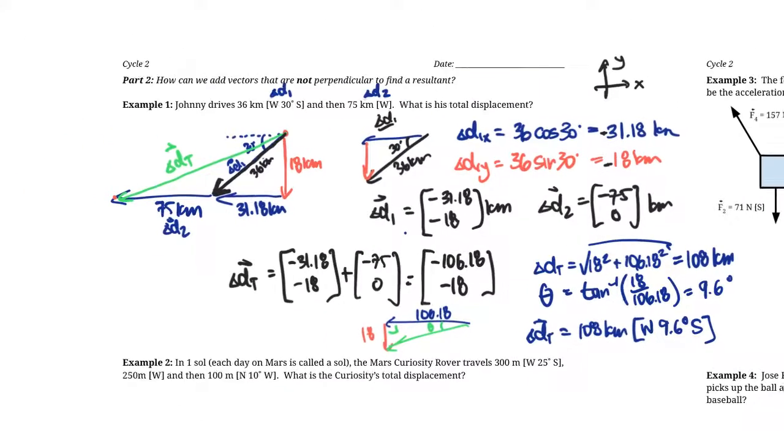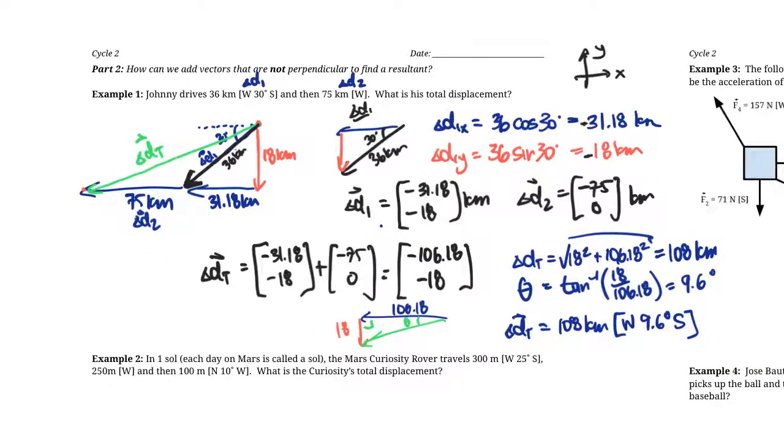And just to check, by the way, does this make sense? It's 108. It's just a little bit longer than this, which makes sense because the angle is really small, right? This angle is really small. So it makes sense that it's just a little bit longer than the 106.18, and the direction also makes sense. It's just a little bit south of west, which, based on our original drawing, makes sense.